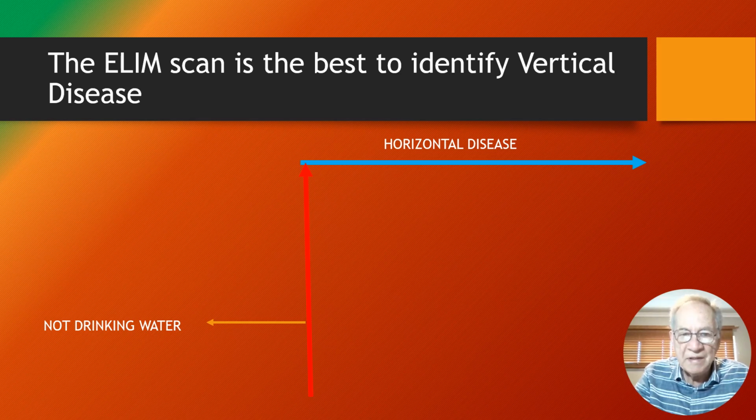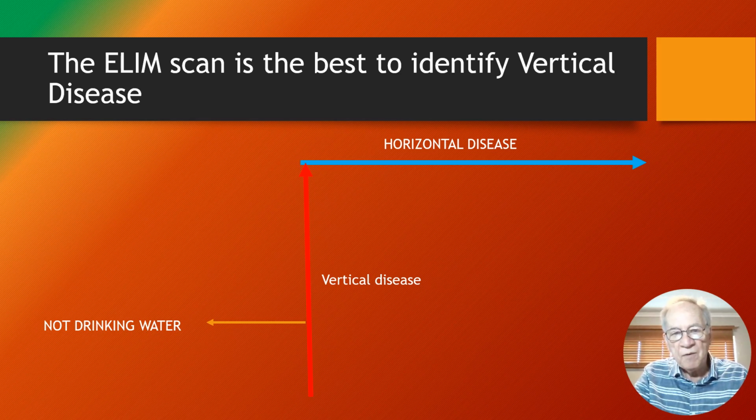So, what is vertical disease? You see this red line going up here? That is what we call vertical disease. That is disease where you're not aware of a lot of symptoms, you're not aware of a lot of problems, but it's something that built up over the years.